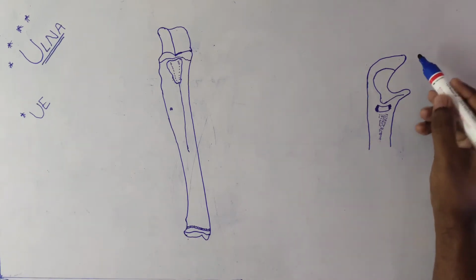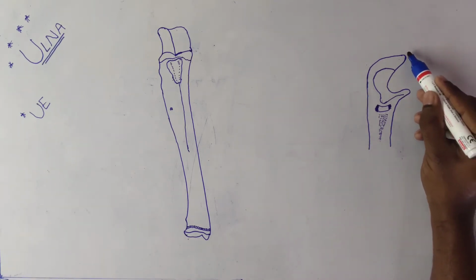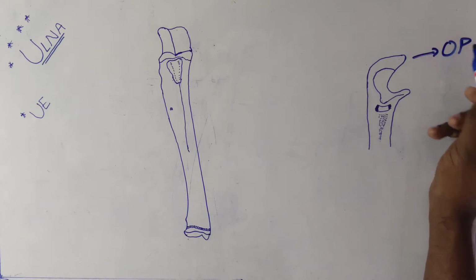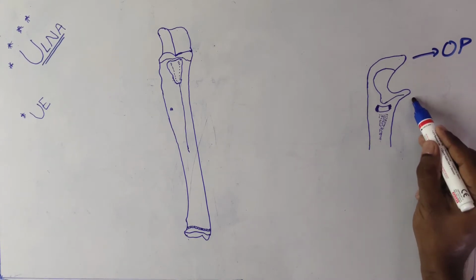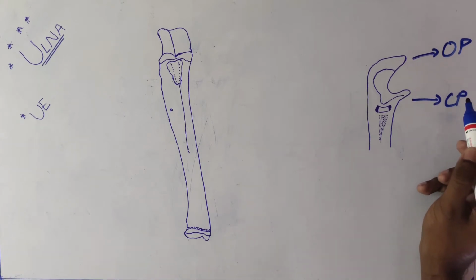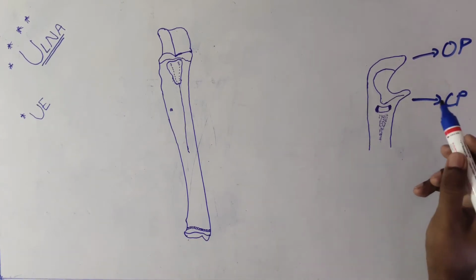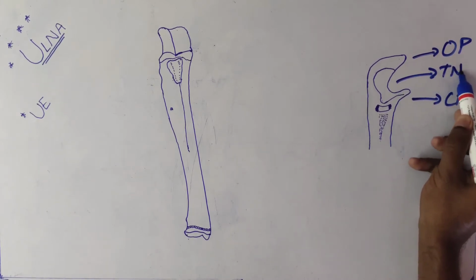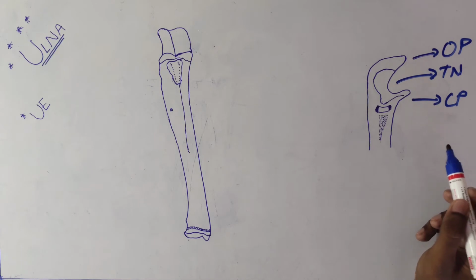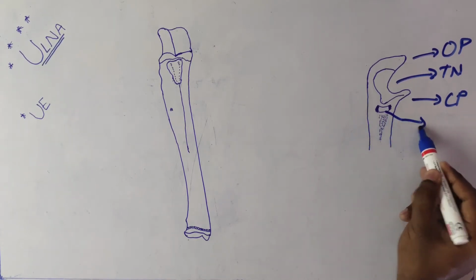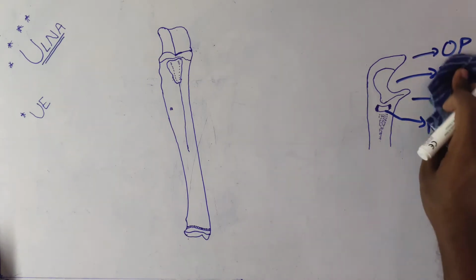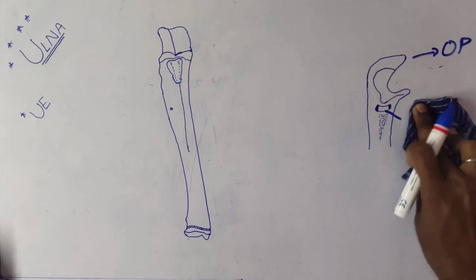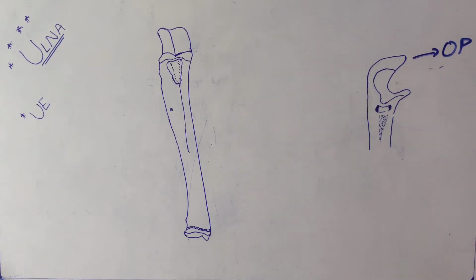The first one is the Olecranon process. Let's see this diagram. This part is the Olecranon process. The second one is the Coronoid process. The third one is the Trochlear notch, and the fourth one is the radial notch. Olecranon process, Coronoid process, Trochlear notch and radial notch. We will study about these concepts.